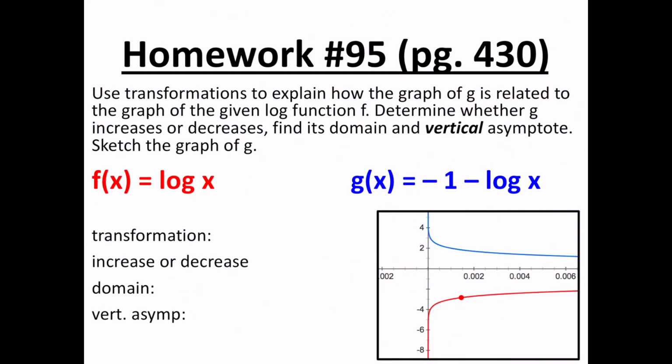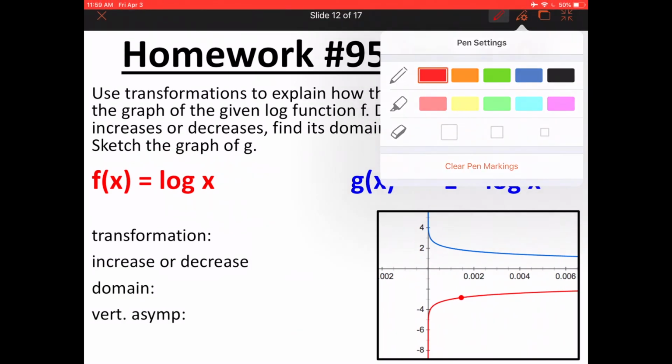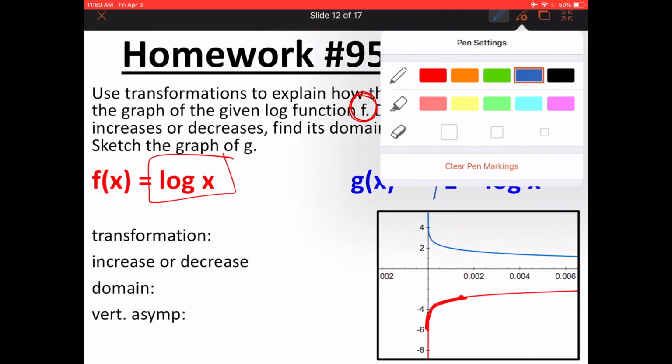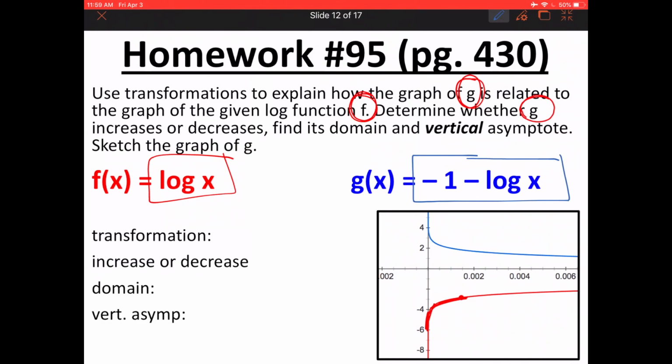So my next example here with graphs. Use transformations to explain how the graph of g is related to the given graph of the log function f. Determine whether g is increasing or decreasing. Find the domain and the vertical asymptote. So here's my original that I've graphed in red. Here's my new function g that I've graphed in blue. So here's g. And then I have my original function f there.